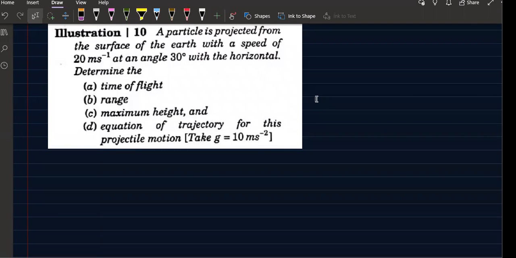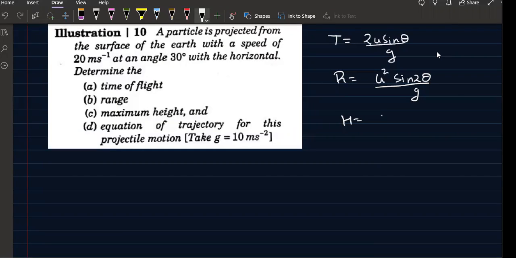Try everyone. Start with time of flight. You know the formula, right? Time of flight is 2u sine theta upon g. Range is u square sine 2 theta upon g. Maximum height is u square sine square theta upon 2g. Got it? These things are easy. You just have to find equation of trajectory.